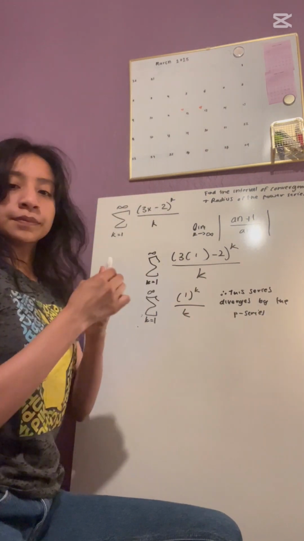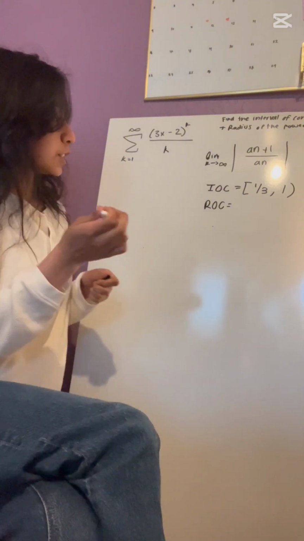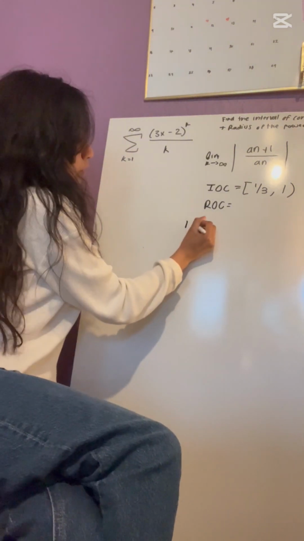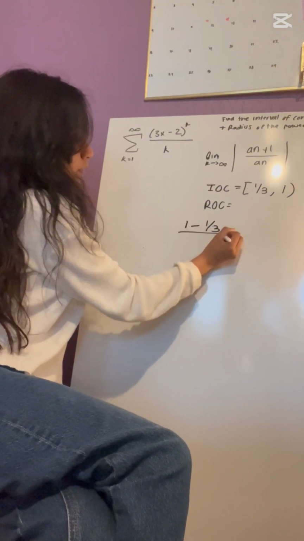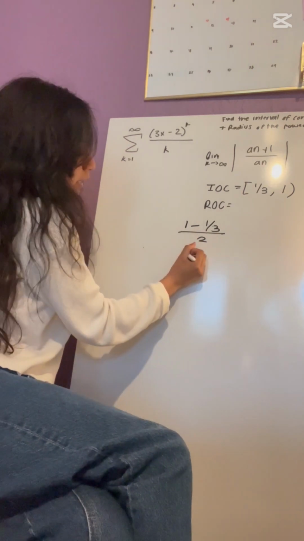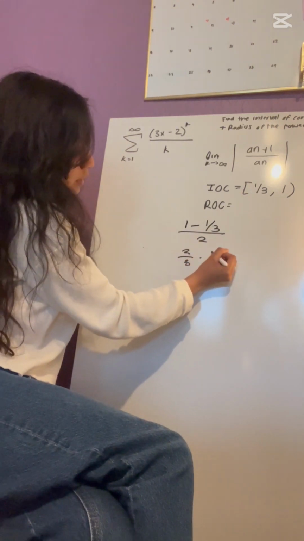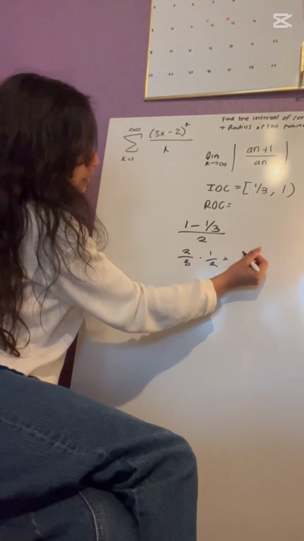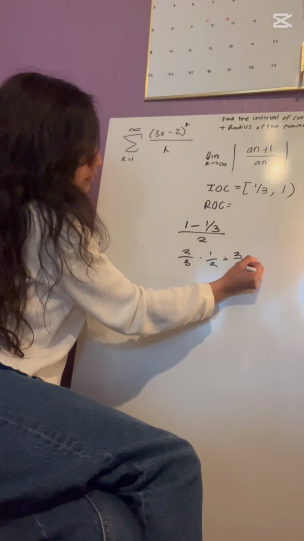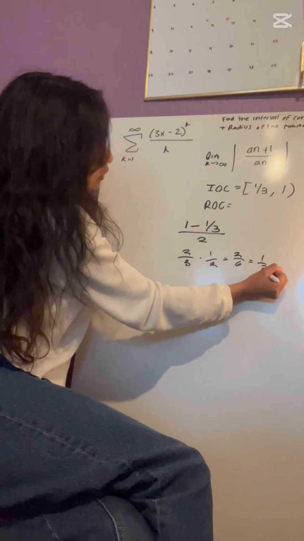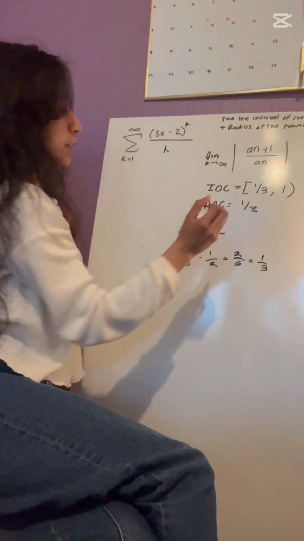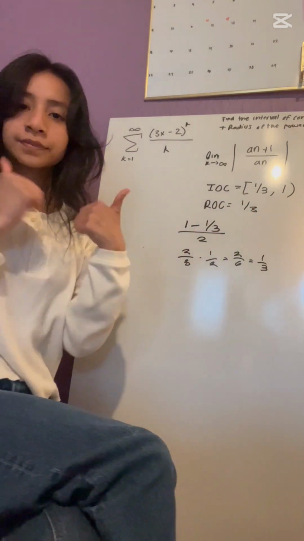And good. Find our radius of convergence, which I like to do as 1 minus 1/3 over 2. That way I can just see 2/3 times 1 over 2 equals 2 over 6, which equals 1/3. So my radius of convergence is 1/3. And you're good.